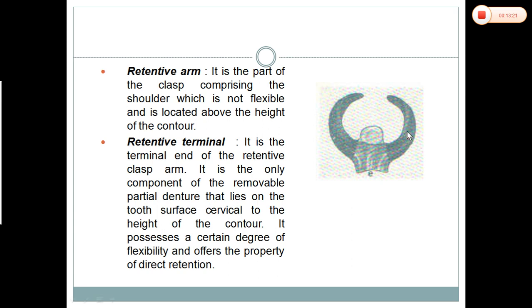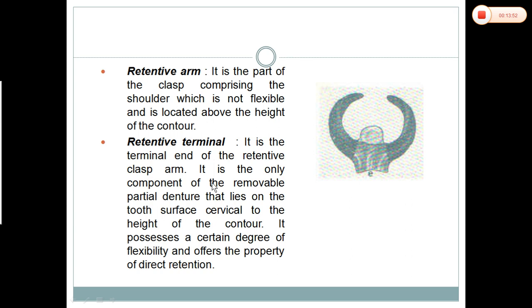Now coming to the retentive arm. The retentive arm is a part of the clasp comprising the shoulder. From the shoulder, the retentive arm starts and it is located above the height of contour. Now, the retentive terminal. Terminal means the tip of the retentive arm. The tip of the retentive arm is known as the retentive terminal. It is the terminal end of the retentive clasp arm.